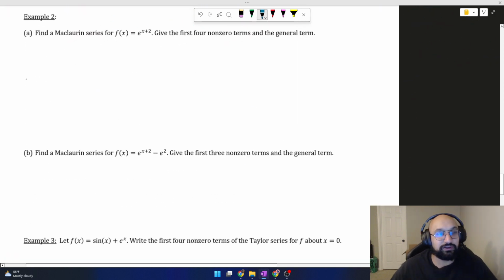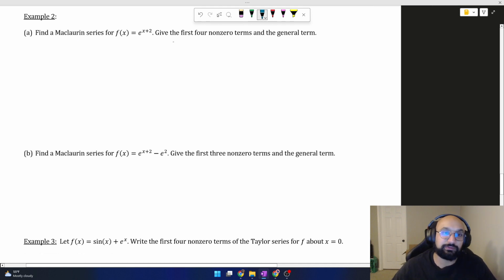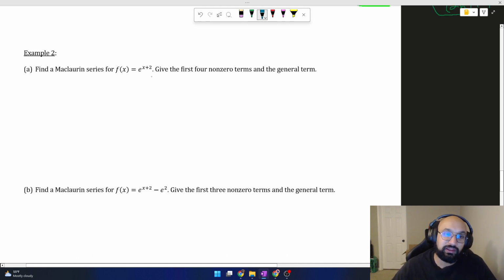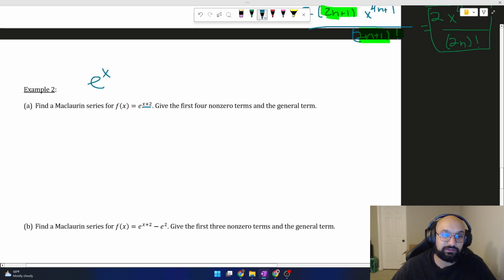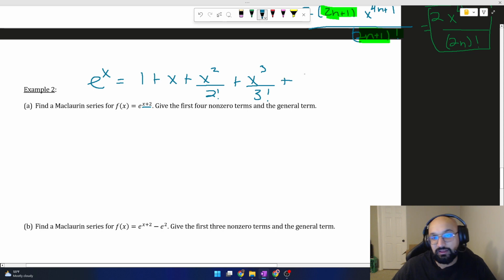Okay, for our next one, find a Maclaurin series for f of x is e to the x plus 2. Give the first four non-zero terms and the general term. Now, it might seem nice and easy that, oh, we just need to plug in what e to the x is and put in x plus 2. Unfortunately, that would not give us the correct answer because then we would be generating a series that is not centered at 0, but instead centered at -2. Meaning, if you thought, oh, life is simple, you just plug in x plus 2 everywhere, this is not a Maclaurin series because its center is -2.